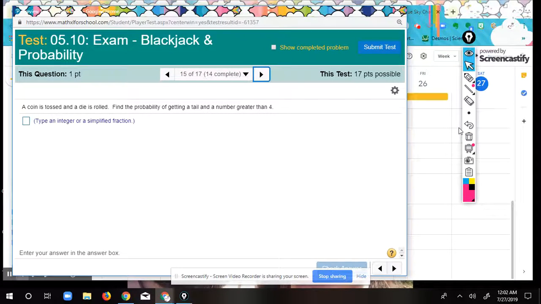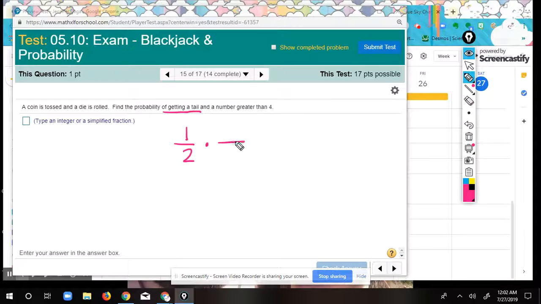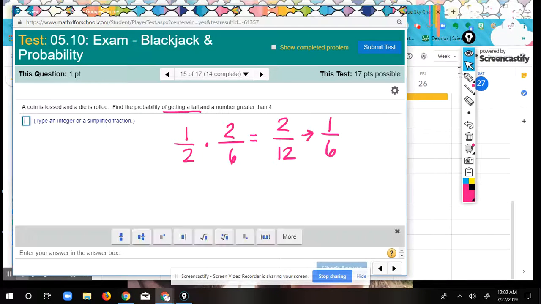Okay, a coin is tossed and a die is rolled. Find the probability of getting a tail and a number greater than 4. So again, we're going to find the probability of getting tails. There's one side that's tails out of 2 possible sides. And a number greater than 4, well, if you think of a standard die, there's a 5 and a 6. So there are 2 sides that are greater than 4 out of 6. So we multiply across, we get 2/12, which is the same as 1/6.